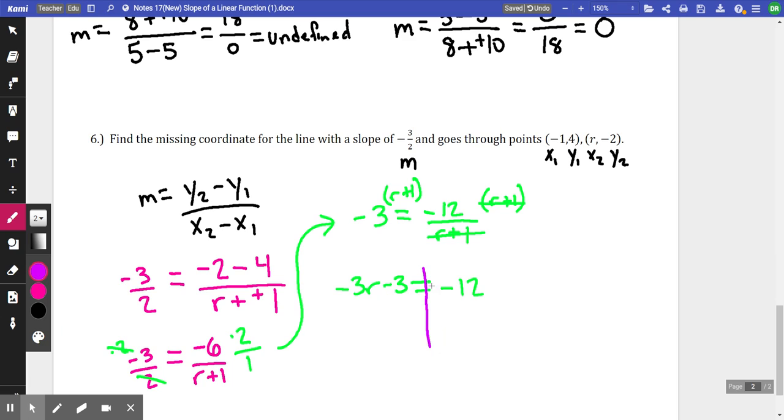So I split the left-hand side from the right-hand side. R is being multiplied by negative 3, and we are subtracting 3. So get rid of what's unattached to R first, because it's easier in life to get rid of things you're not attached to. We get rid of the minus 3 by adding 3 to both sides. These cancel out, leaving negative 3R equal to negative 12 plus 3, which is negative 9. Then divide both sides by negative 3, and we get that R is equal to positive 3.